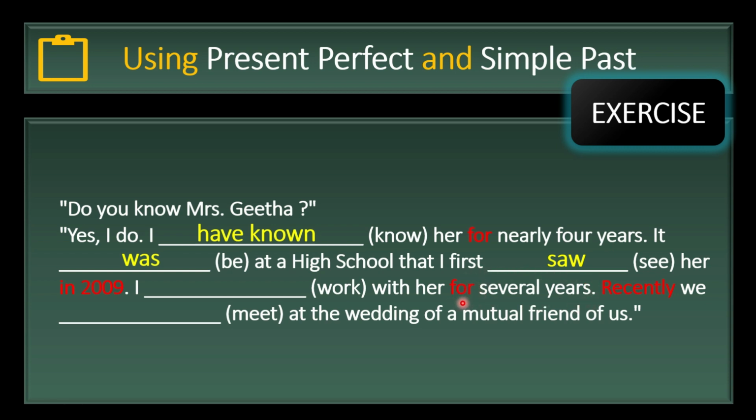Next one, with her for several years. Again, several years is a period of time. Now we used for here. The key word here is for, just like this. So we use present perfect tense. I have worked with her for several years. Recently, we at the wedding of a mutual friend of us. Now there is no clear time mentioned again here, and with recently we use present perfect tense. So meet, third form is met, and we is subject, so we have to use have. We have met at the wedding of a mutual friend of us.